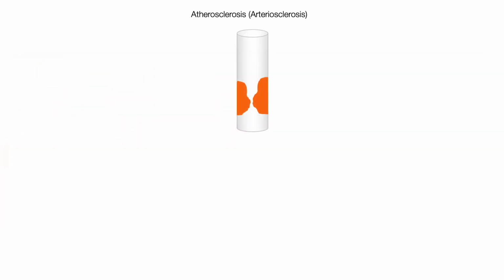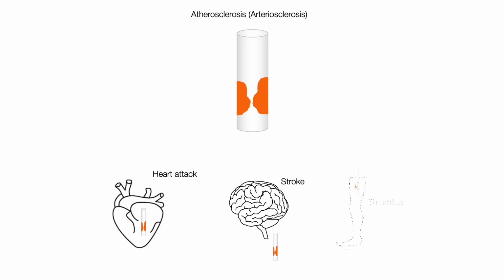This blockage is generally known as atherosclerosis, and when it occurs in the arteries, it is known as arteriosclerosis. If the blockage occurs in vessels of the heart, we can have a heart attack, a stroke if it occurs in the brain, and a thrombus if it occurs in a vein of the leg.